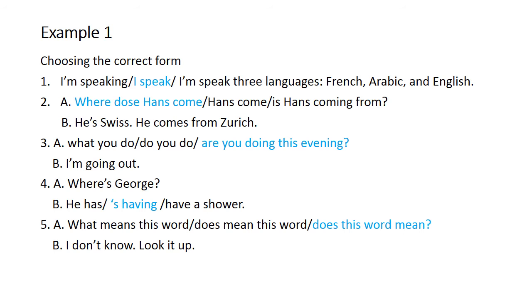Number 4: Where's George? The answer: he has a shower, or he's having a shower, or he have a shower. The correct one is he's having a shower. Number 5: What means this word? Or what does mean this word? Or what does this word mean? The correct question is, what does this word mean? The answer: I don't know. Look it up.